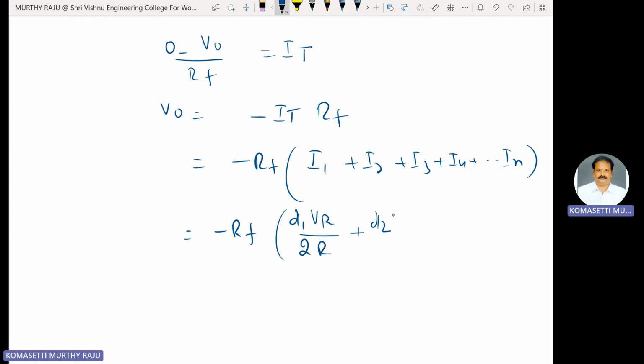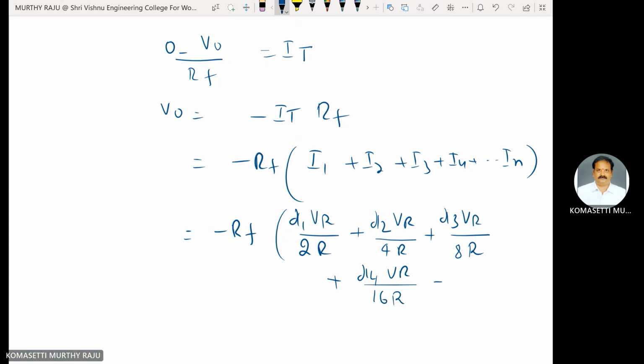I2 is equal to D2 into VR by 4R. I3 is equal to D3 into VR by 8R. I4 is equal to D4 into VR by 16R, and so on and so forth. IN is equal to DN into VR by 2 power n minus 1.